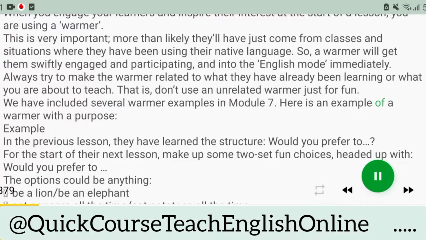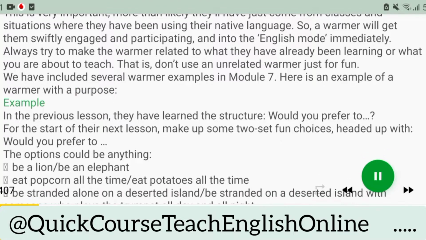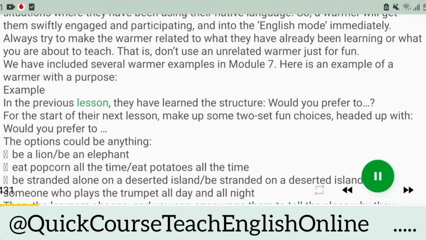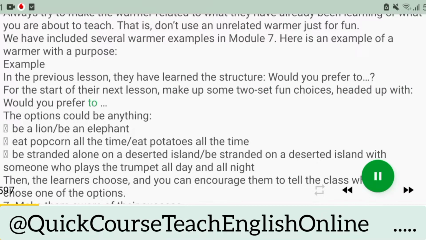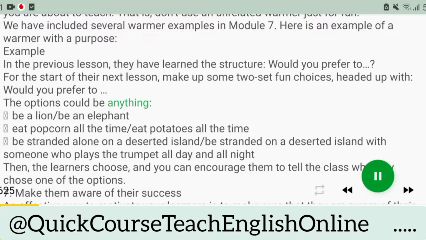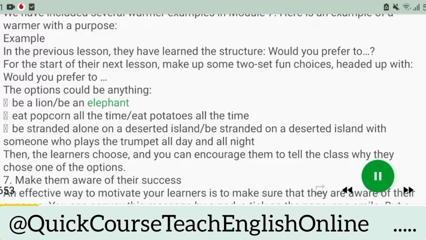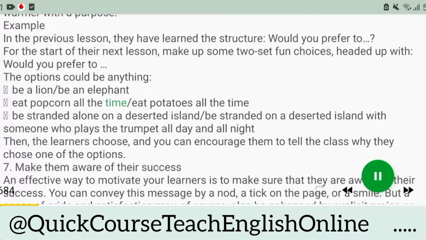Here is an example of a warmer with a purpose. Example. In the previous lesson, they have learned the structure. Would you prefer to? For the start of their next lesson, make up some two-set fun choices, headed up with, would you prefer to? The options could be anything. Be a lion, be an elephant. Eat popcorn all the time, eat potatoes all the time.